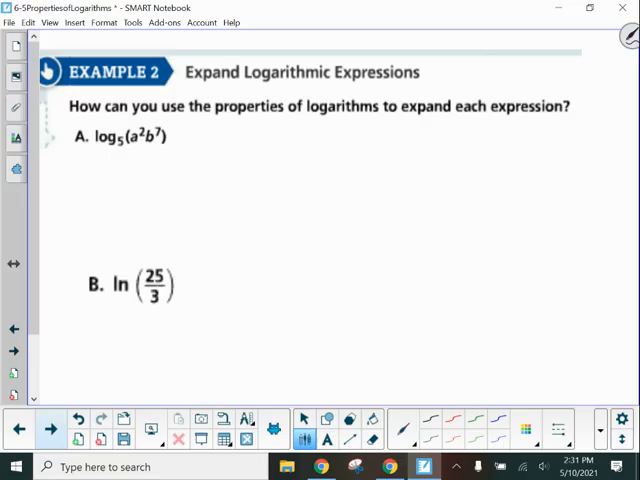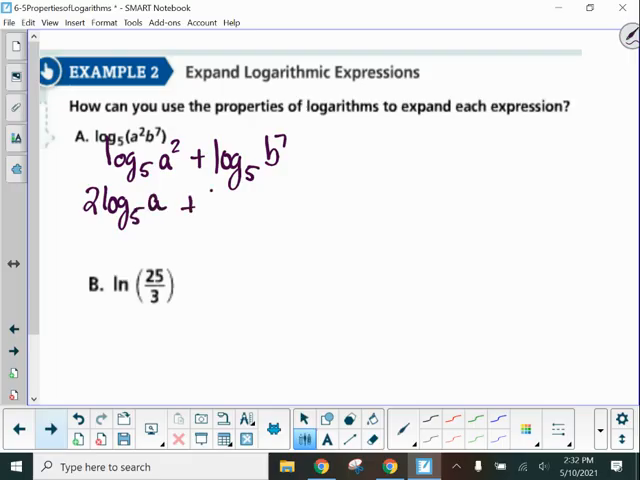So log base 5 of a to the 2nd times b to the 7th. Well, this is a product, so I can rewrite this, and you'll have to excuse my board here. It's been giving me fits today. This is a product, so I'm going to add these 2 logarithms together. So log base 5 of a squared, and then log base 5 of b to the 7th power. Those both have exponents, so we can put those down in front. So this is going to be 2 log base 5 of a plus 7 log base 5 of b. And that would be your final answer for that question.